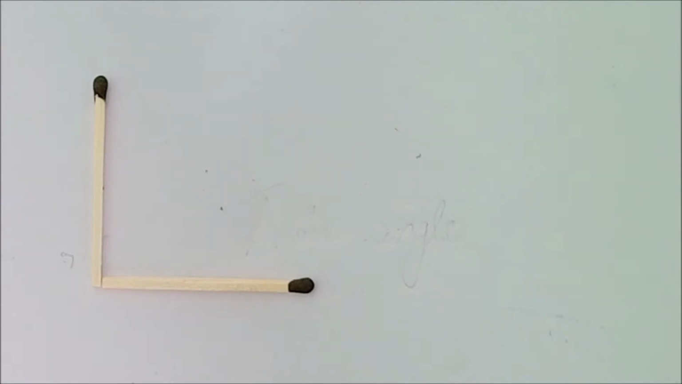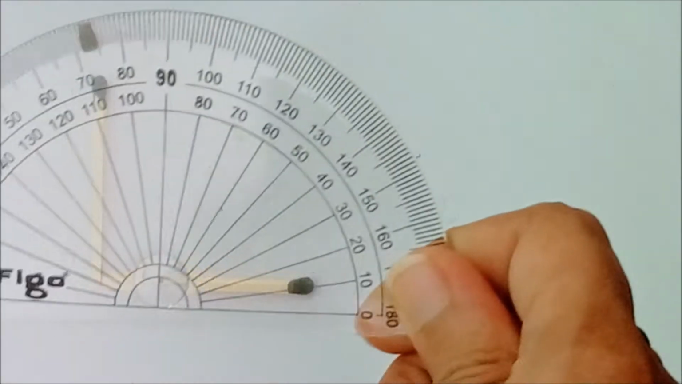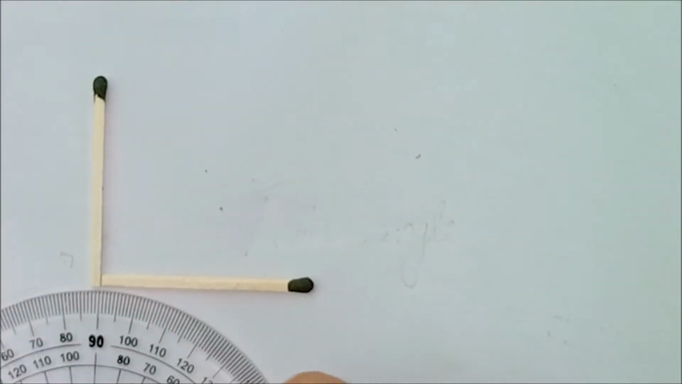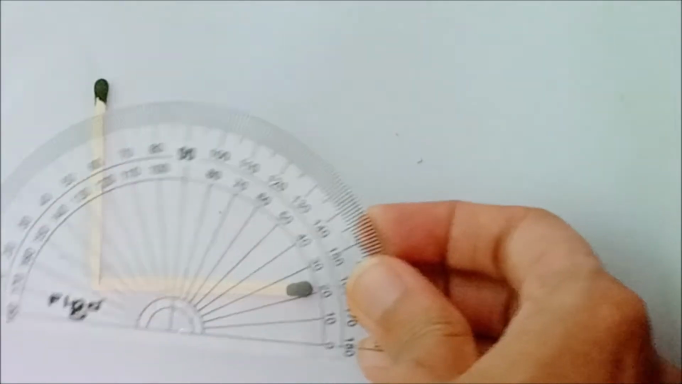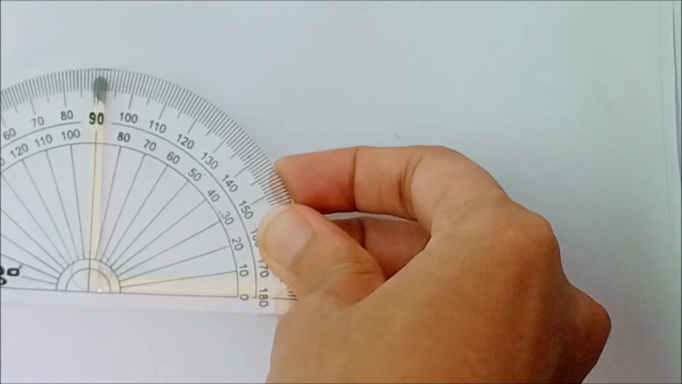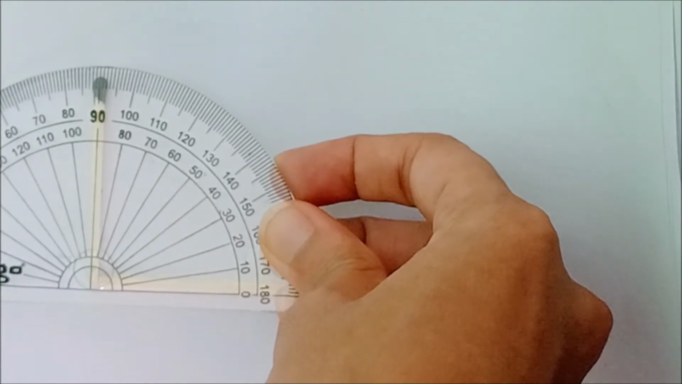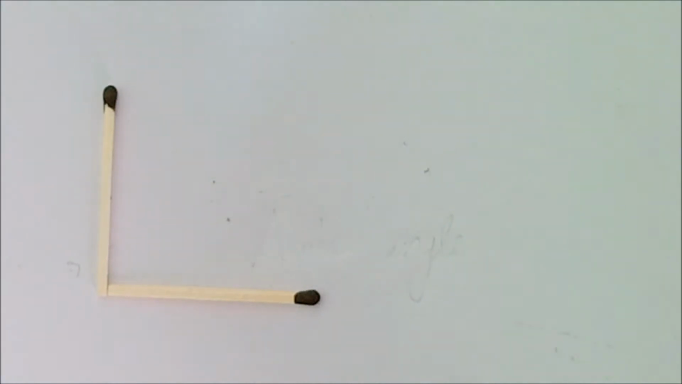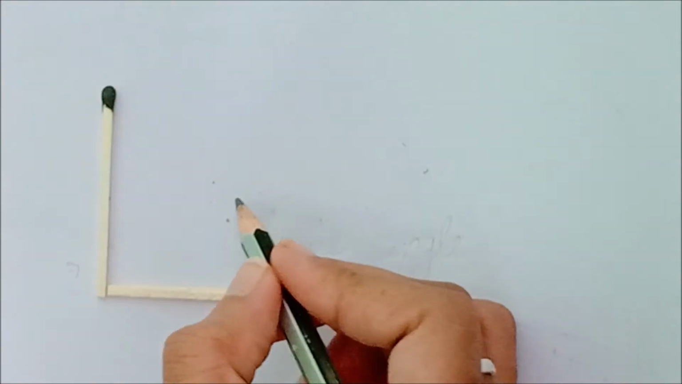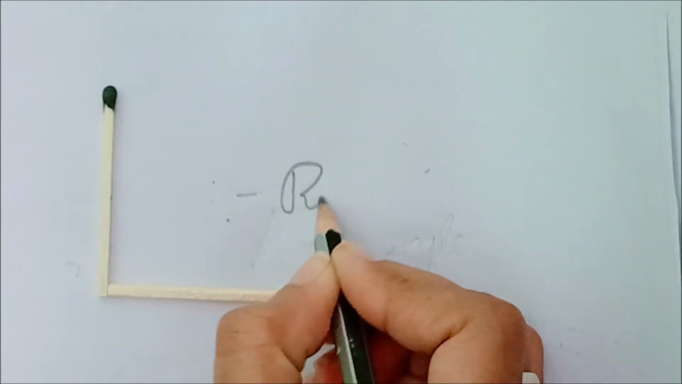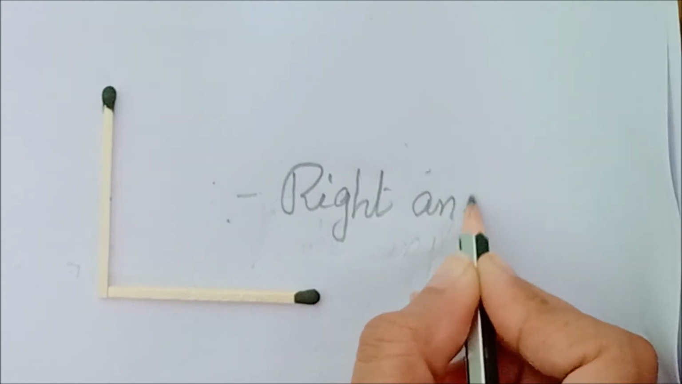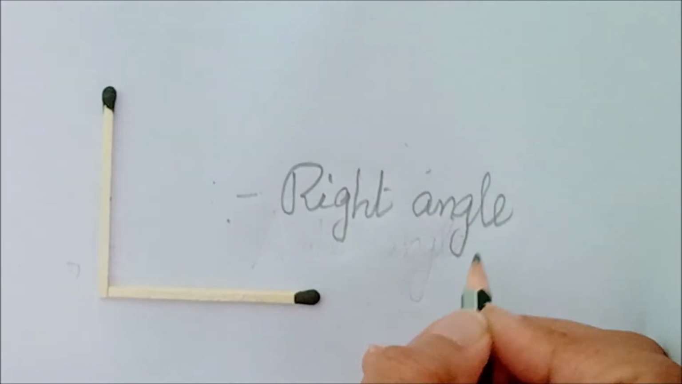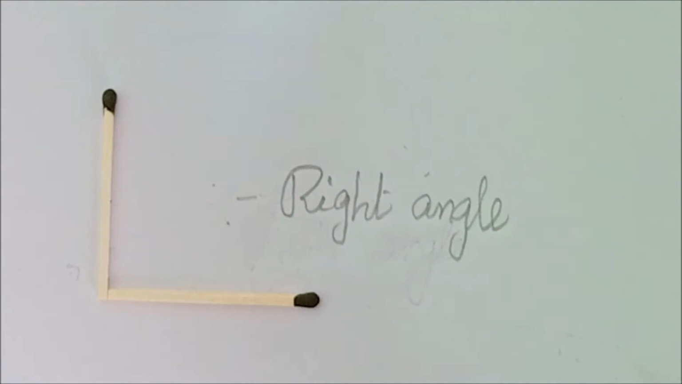See the second type of angle, children. See here, what type of angle is this one? Using this protector, you are going to measure. If you measure like this, it exactly measures 90 degrees. So what type of angle is this? Very good. Right angle. Very good, children. So like this you have to find the different types of angle by using a protector.